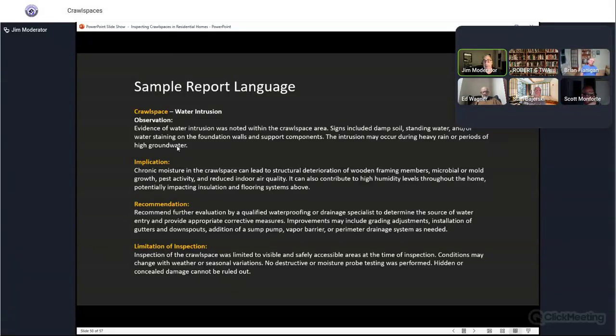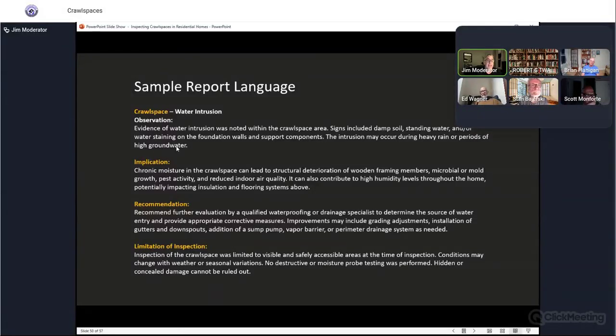That's a great comment. It could probably be longer depending upon what you're seeing. And then most people just skip to recommendation. But I've been adding more and more to my reports an implication, telling people why this is bad, because I've been getting calls like, hey, you noted this issue. Why is that important? Chronic moisture in the crawl space can lead to structural deterioration of wood framing members, microbial and mold growth, pest activity, and reduced indoor air quality. It can also contribute to high humidity levels throughout the home, potentially impacting insulation and floor systems above.